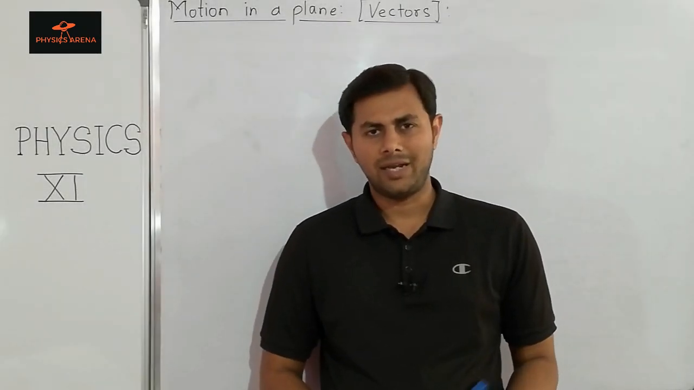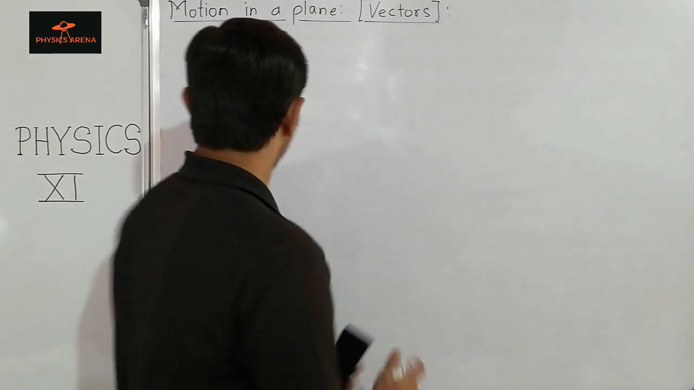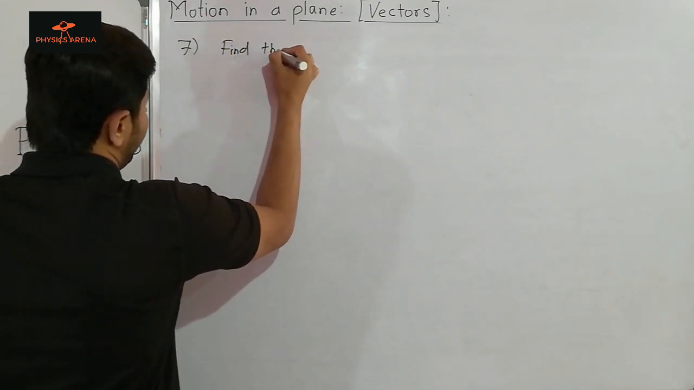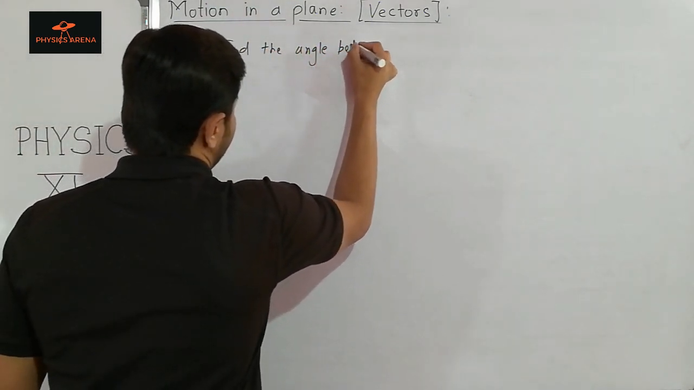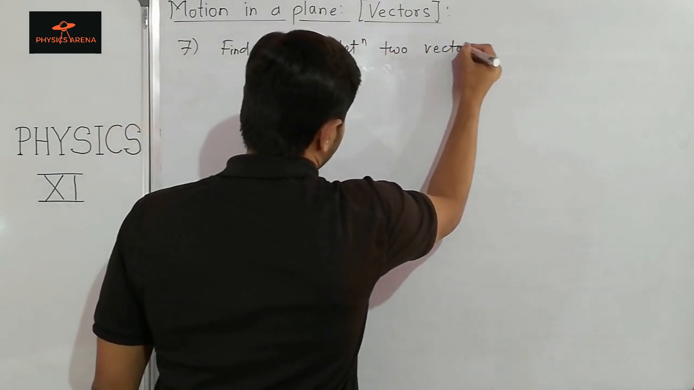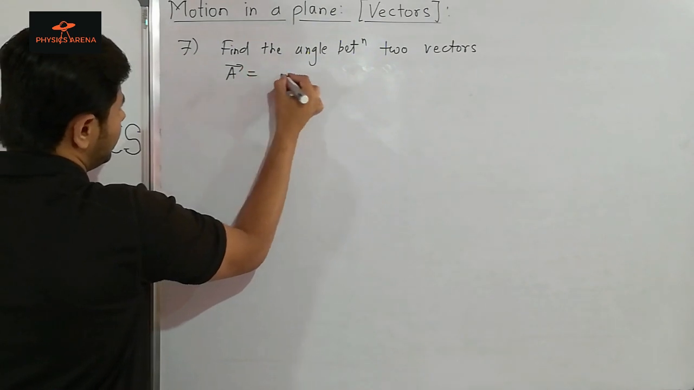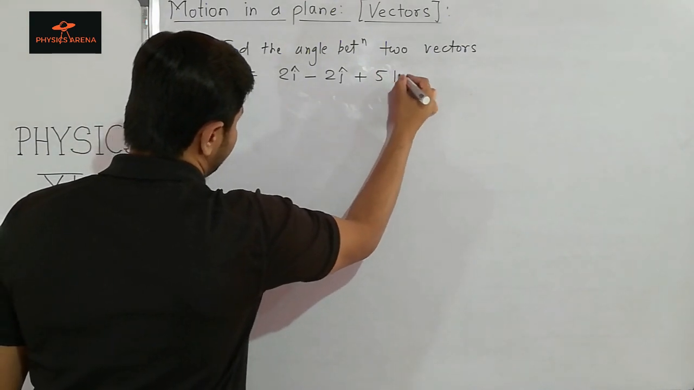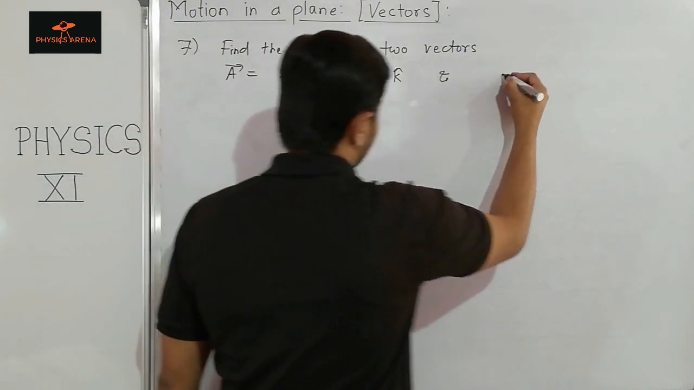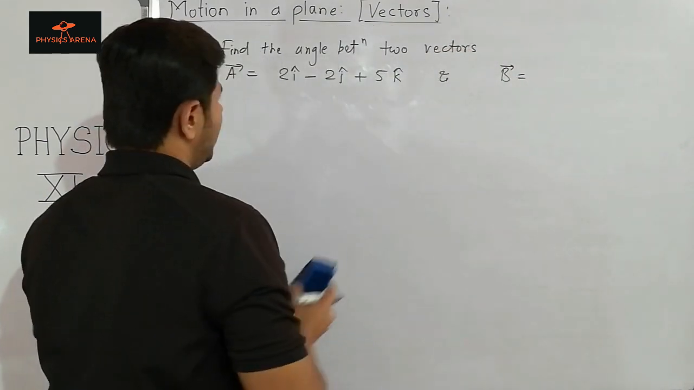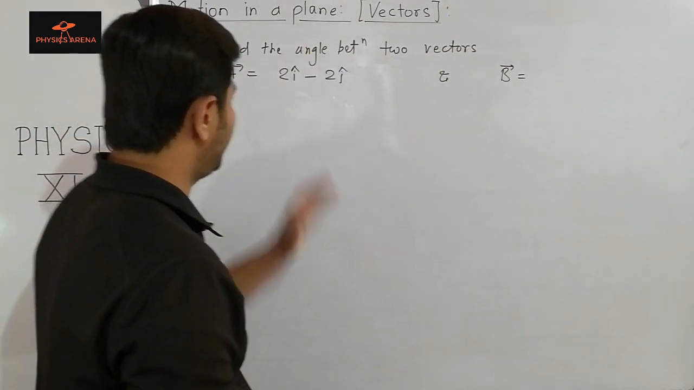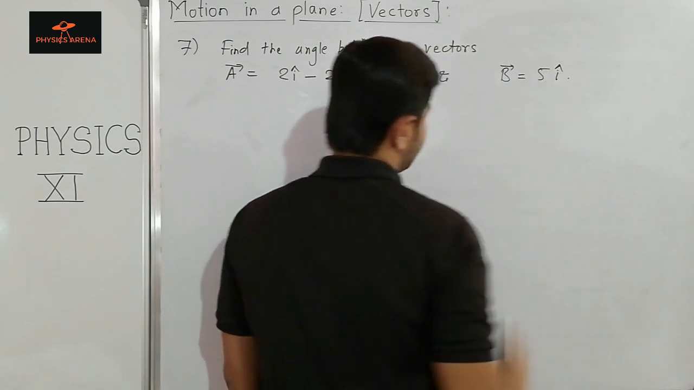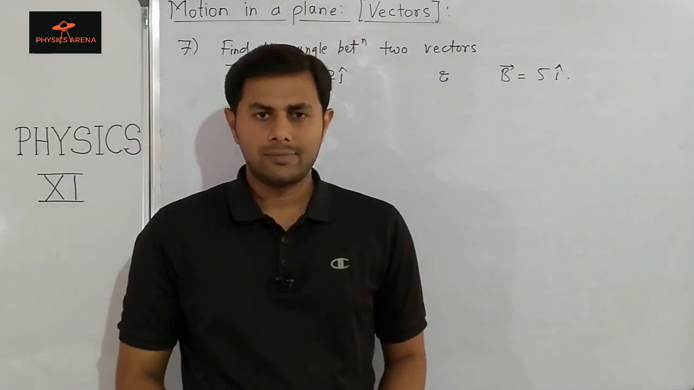Okay, now let's see the last problem for the lecture, and it is: find the angle between two vectors a bar equals 2i minus 2j plus 5k, or let me just take a bar equals 2i minus 2j and b bar equals 5i cap. Okay, so let's try it.